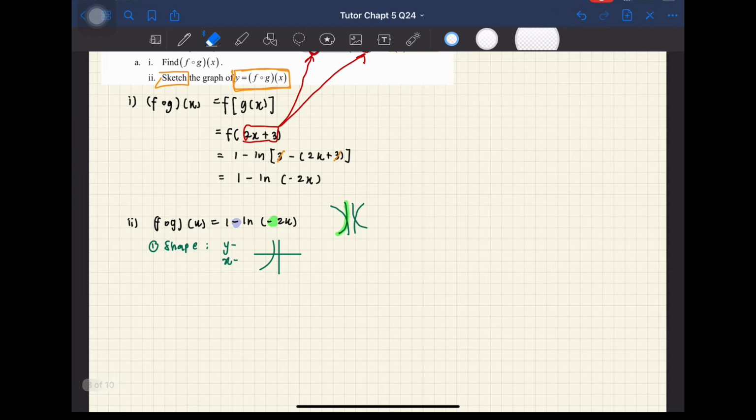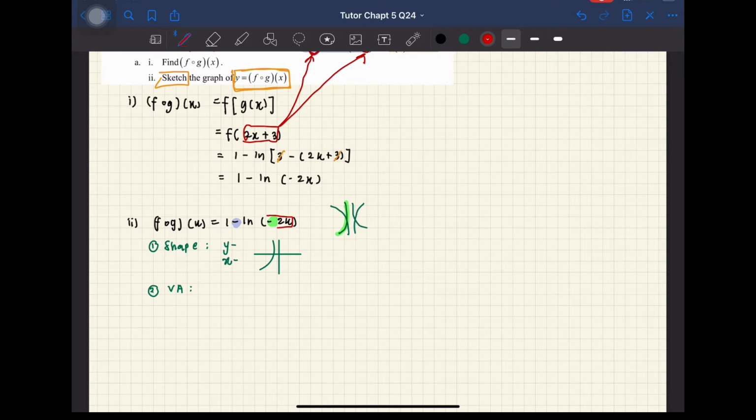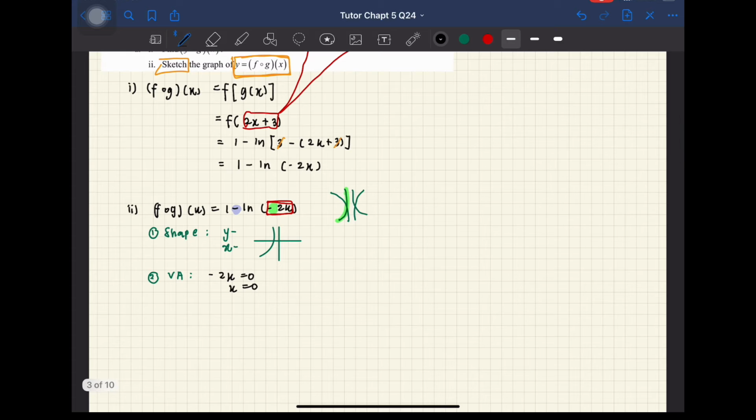Okay, so second step. Okay, so dia mesti ada vertical asymptote. So vertical asymptote awak nak dapat dia, awak akan ambil sahaja dalam bracket ni, dalam bracket ni awak buat dia equal to 0. Okay, so kita akan dapat dekat situ we have negative 2x is equal to 0. So x is equal to 0. Okay, so itu adalah kita punya vertical asymptote.